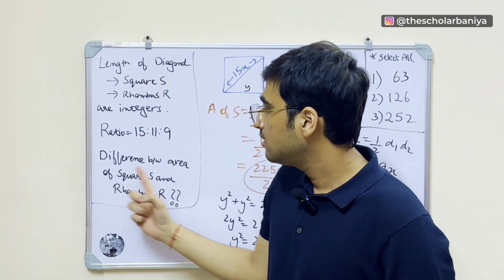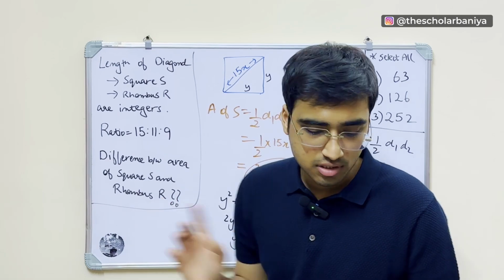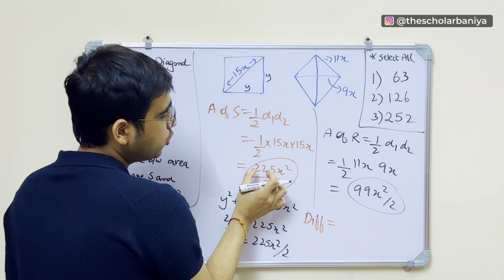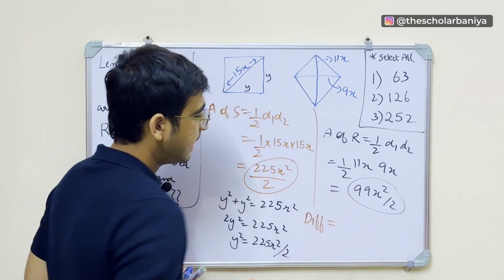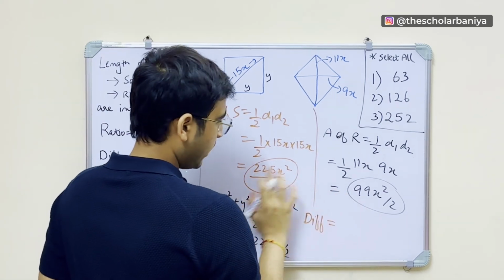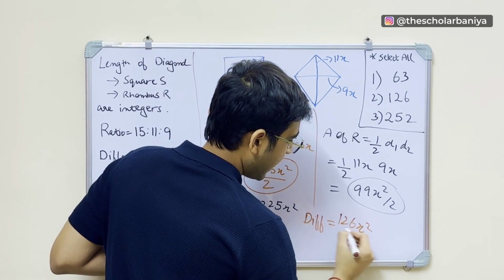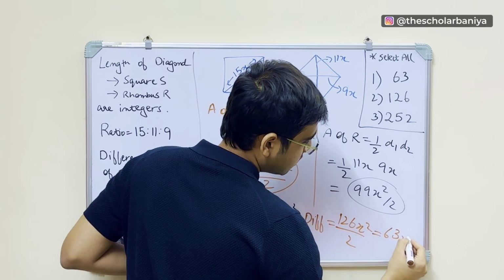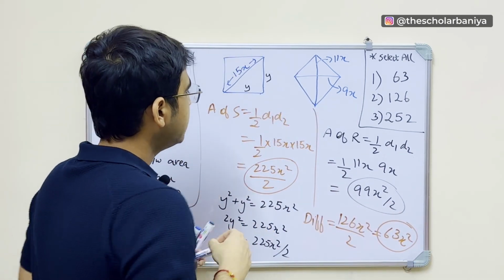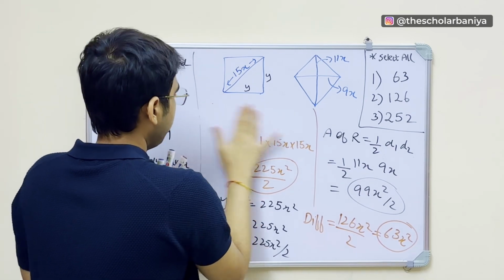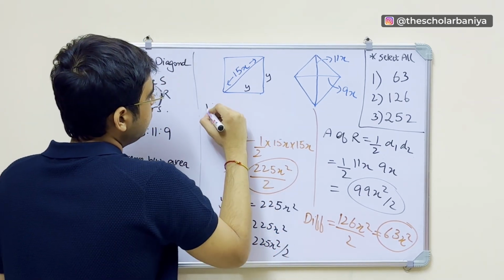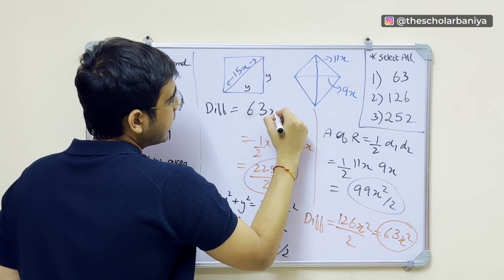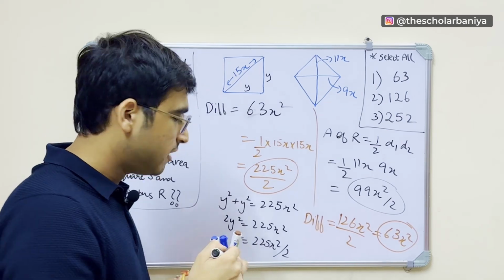Now we had to calculate the difference between the area of the square and the rhombus. So what is the difference? The difference is 225x square by 2 minus 99x square by 2, which is how much? 126x square by 2, right? Which is how much? 63x square, right? So the difference comes out to be 63x square. I hope this makes sense, right?